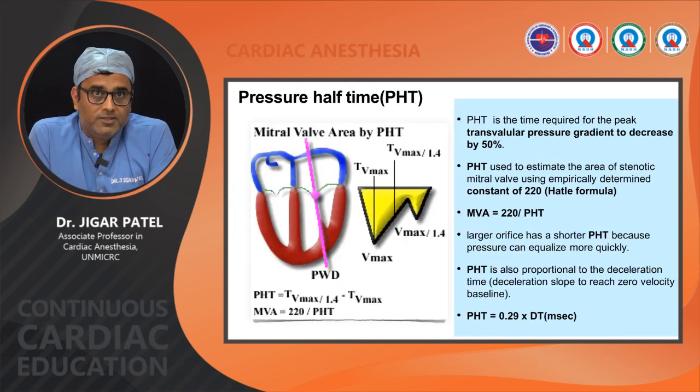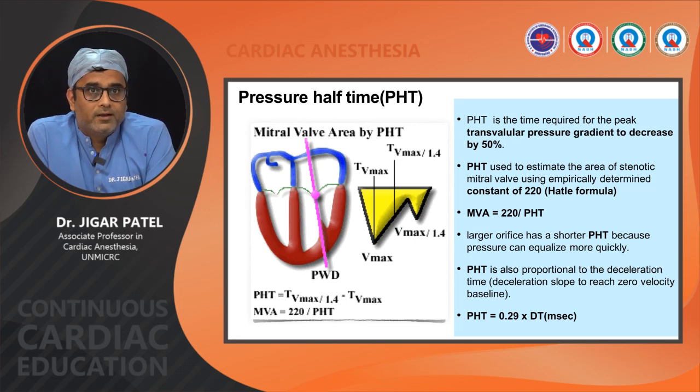The third method to measure valve area is pressure half time. Pressure half time is the time required for the peak transvalvular pressure gradient to decrease by 50%. Pressure half time, short form PHT, is used to estimate the area of a stenotic mitral valve using an empirically determined constant of 220. This formula is given by Hatle and is also known as the Hatle formula.